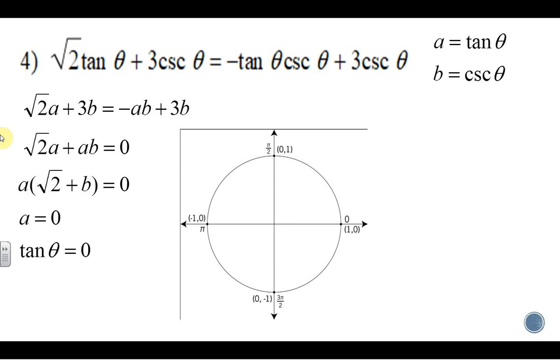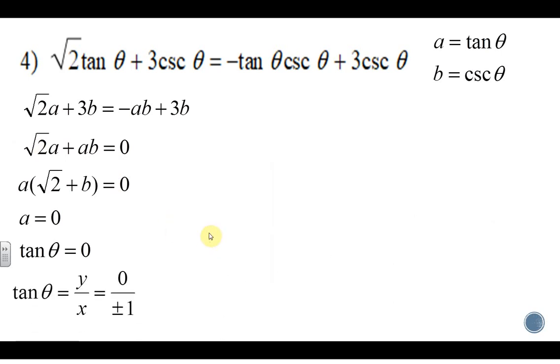So where is tangent 0? This should be good. Tangent's the y over x. So that would mean 0 over 1, and 180. Yep. Look at us go. And then tangent of theta, oh, that's us thinking, sorry. And then radical 2 plus b means b equals negative radical 2.